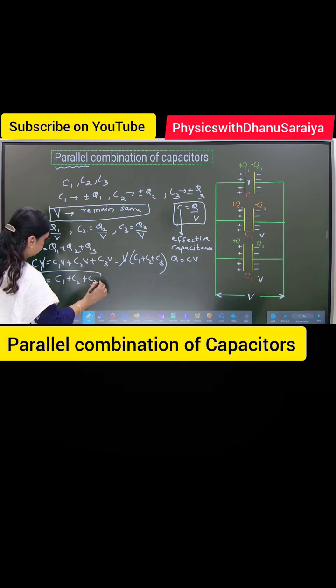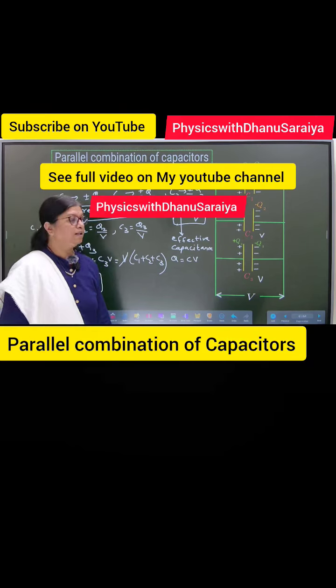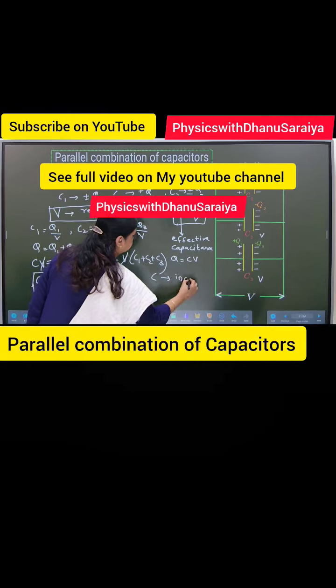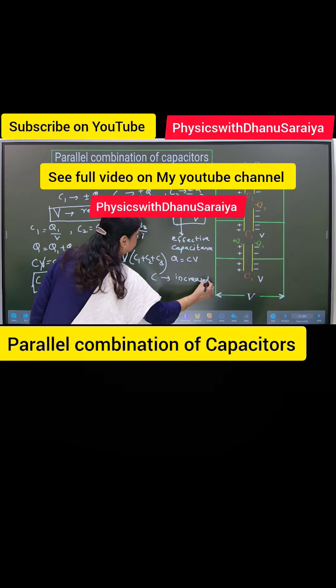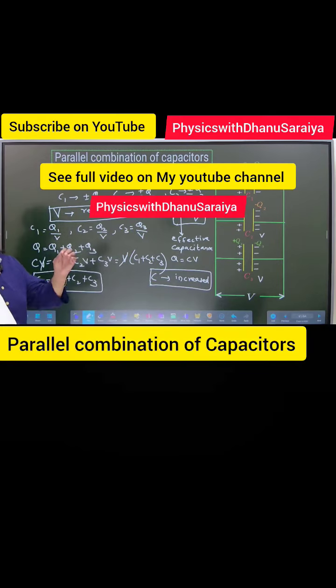So, by a parallel combination of capacitors, what did we do? We increased the capacitance. This is a point to be remembered and noted. Suppose I have n number of capacitors.